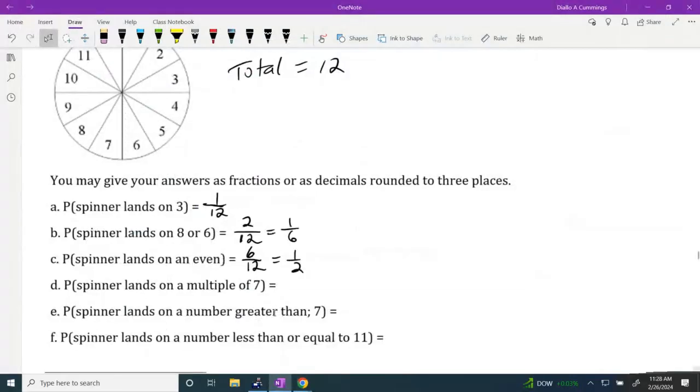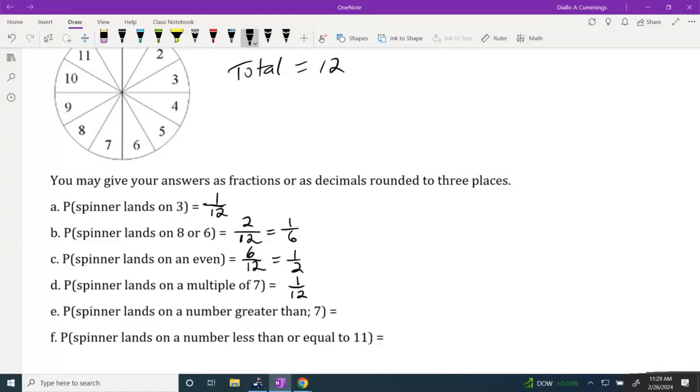Okay, again, there are 12 possible spots on the spinner. And out of those 12 possible spots, how many are multiples of 7? Just one, right? Which is just 7. So remember, multiples are 7, 14, 21, right? You take 7 times 1, 7 times 2, 7 times 3, and so on. So there's only one multiple of 7, which is 7. So that probability is 1 over 12.